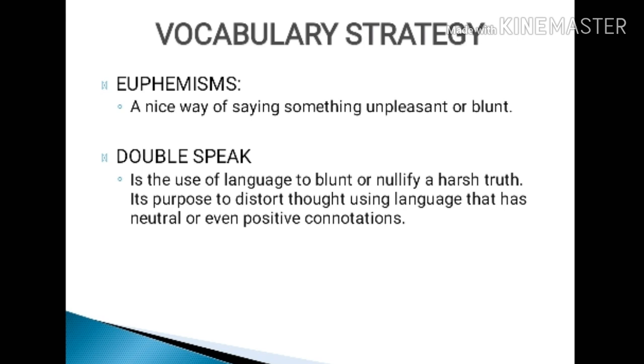Okay, next is doublespeak. Doublespeak is a type of euphemism. It is the use of language to blunt or nullify a harsh truth. This type of loaded language definitely functions to manipulate and obfuscate the situation. Doublespeak is deliberately constructed to disguise or distort the truth. It can take the form of euphemism or can involve deliberately ambiguous terminology.